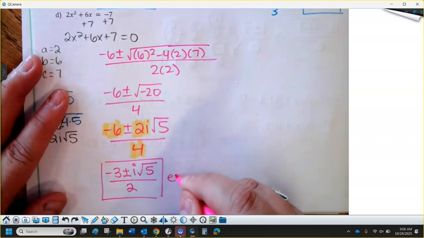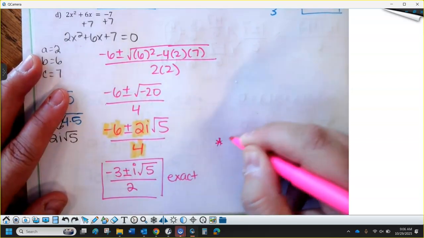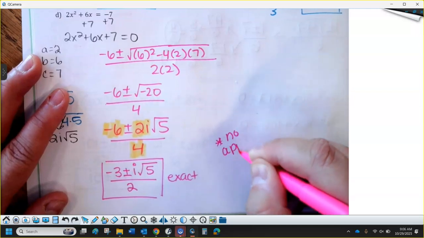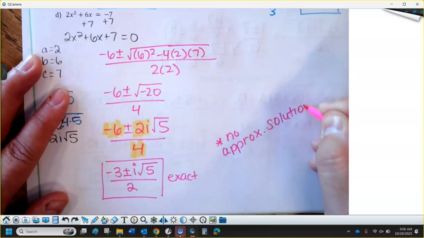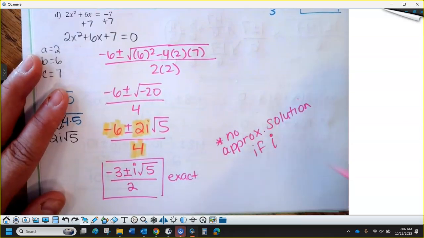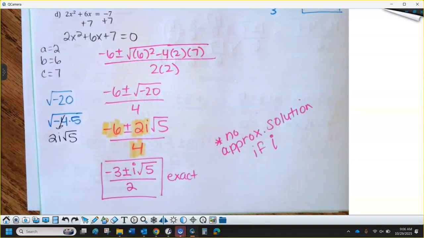Alright. I'm going to make a little note. You can do simplest radical form. You have no approximate solution if you have an I. I'm not going to type that into the calculator and get a decimal. Because if you have a scientific calculator, you don't even have an I button anyway. So do not do an approximate solution if you have an I. Doesn't work. Only the exact answer. No approximate solution if you have an I. It's only for real solutions. Is anybody having a question?